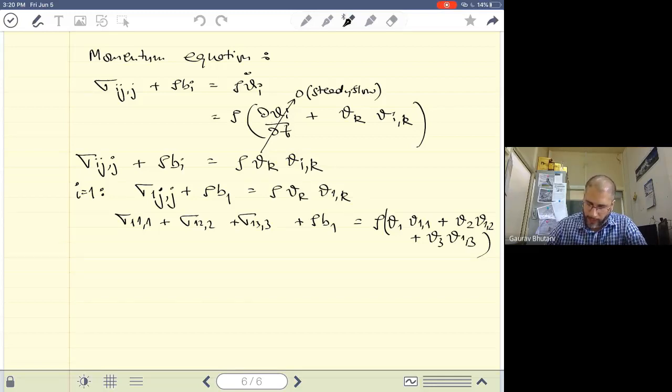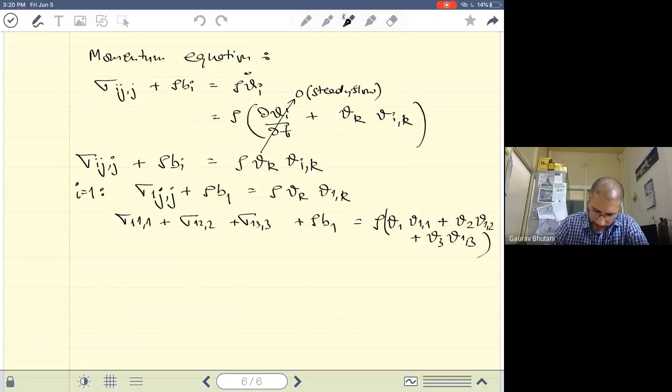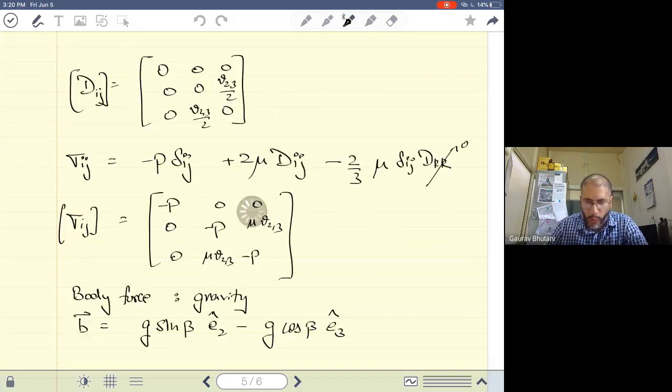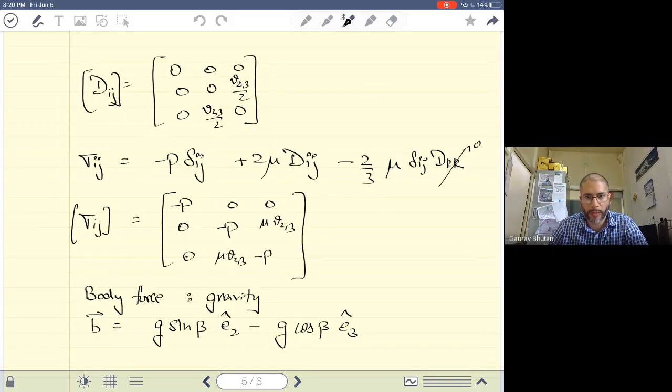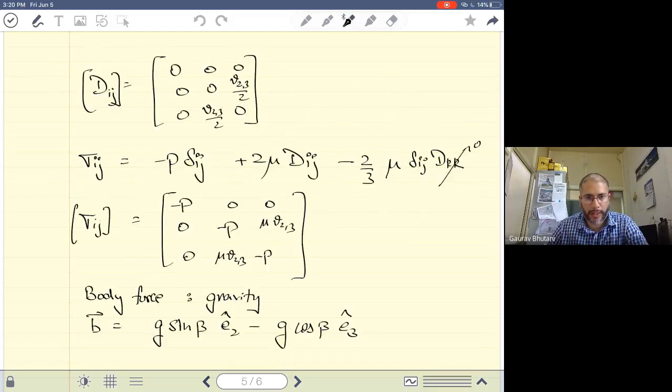All right. So let's go back and have a look at the sigma terms. Sigma 11 comma 1. Now sigma 11 is nothing but minus p. So sigma 11 comma 1 becomes minus p comma 1. We write that. And then sigma 12 and sigma 13 are both 0, so that gives us two zeros. And then the body force also has no component in the e1 direction. That means b1 is also 0.